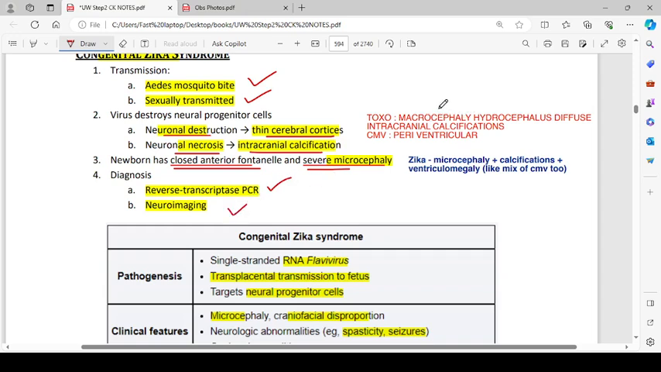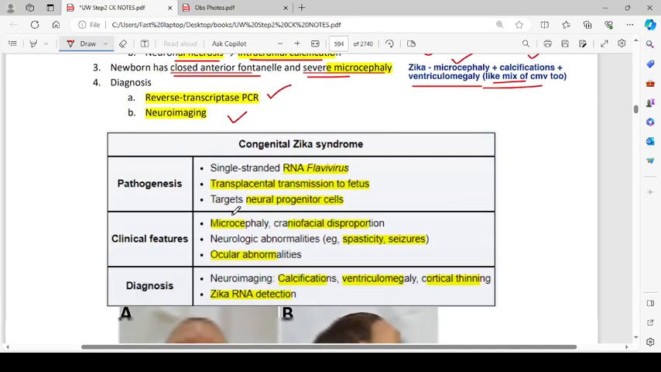Toxoplasmosis will result in macrocephaly. There is ventricular dilation. There is hydrocephalus, so that is definitely going to cause macrocephaly. Hydrocephalus, diffuse intracranial calcification. Cytomegalovirus causes periventricular calcifications. Zika virus causes microcephaly with calcifications and ventriculomegaly, like it is a mix of cytomegalovirus and toxoplasmosis.